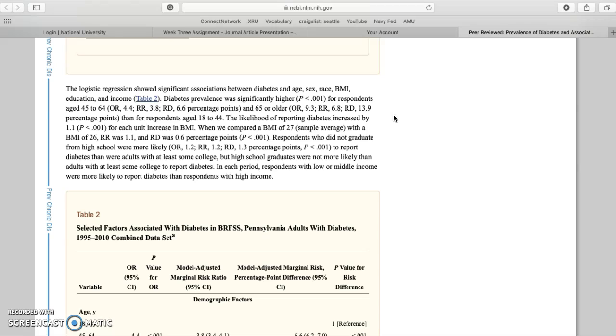Okay, and then as we move along, you're going to see the odds ratio that we talked about earlier.